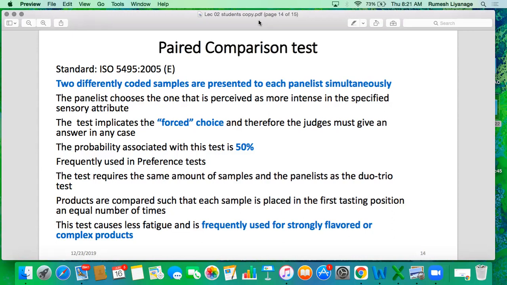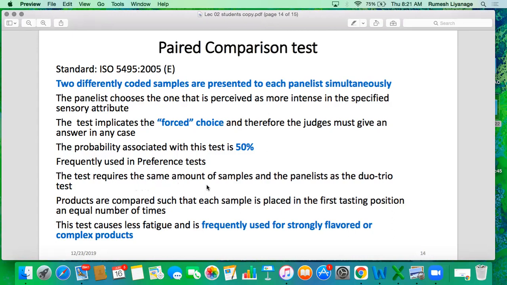So we have to do something. Definitely we have to do. So it means forced choice. We are going to present 2 samples and ask them to select one out of these 2. That is a forced one. The judges must give an answer in any case, right? Probability here is 50%. Frequently used in preference tests.